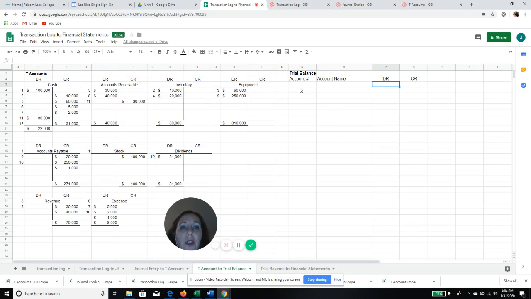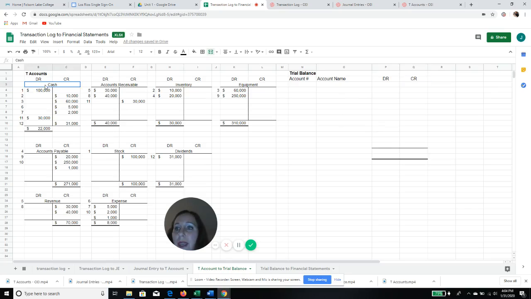Okay, you notice here we have account number, which we will get to. The account name, which is going to be these names on the tops of the T's. And then we have a debit and a credit. So when we enter each account balance, if it's a debit balance, we'll put it into the debit column. And if it's a credit balance, we'll put it under the credit column. Again, debits to the left, credits to the right. That stays very consistent. All right, let's get started.